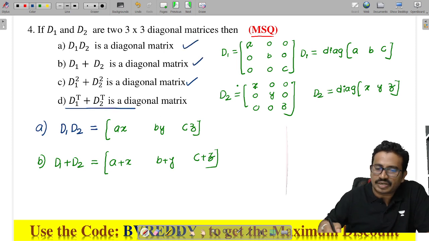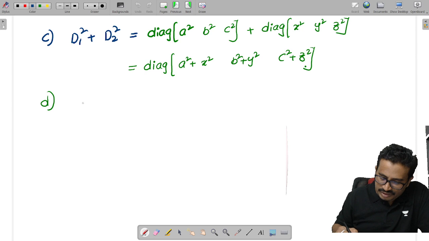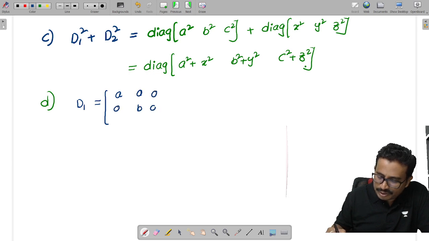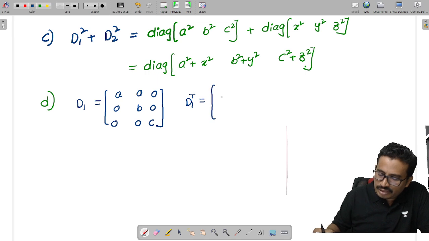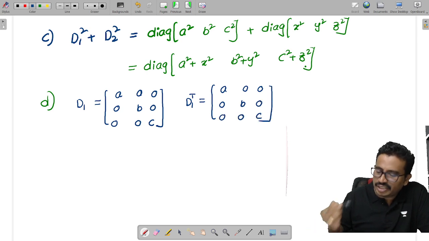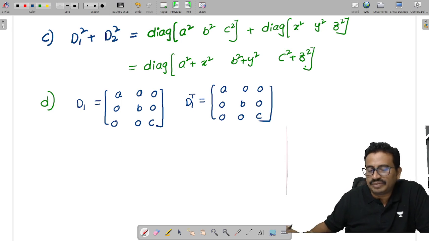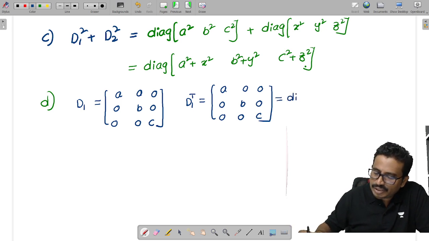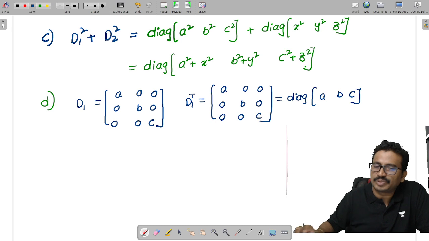Option D, you see this: D1 transpose plus D2 transpose. D1 is a, 0, 0, 0, b, 0, 0, 0, c. If I take the transpose of this matrix, can you tell me any change? Only principal diagonal elements are there, and principal diagonal elements do not change by taking the transpose. So D1 is exactly the same, the diagonal matrix of a, b, c. No change in the transpose also.